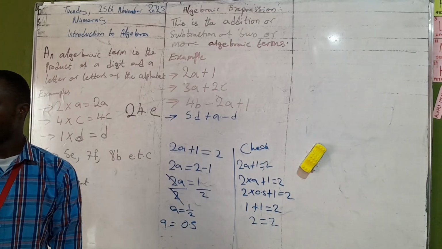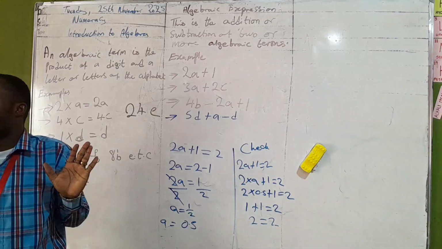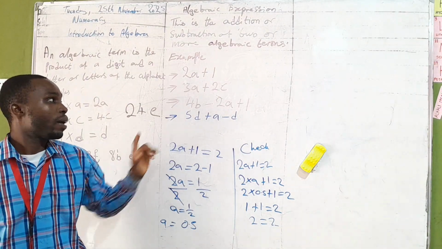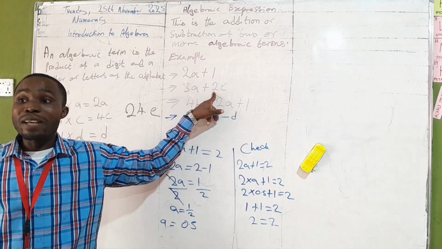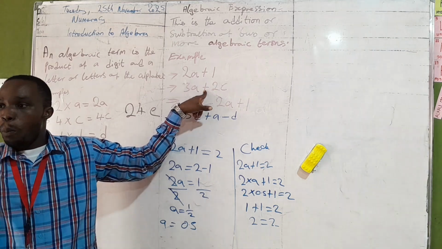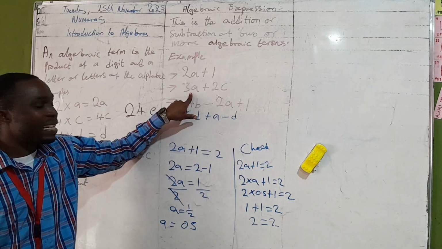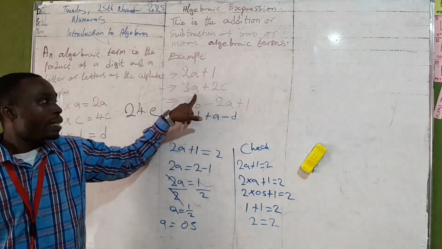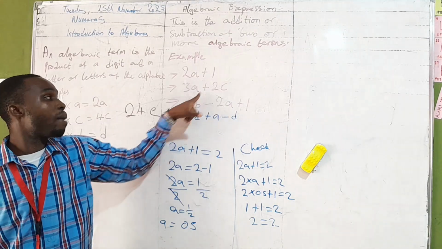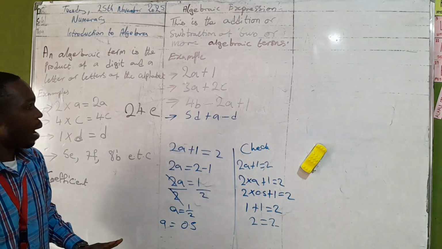Yes? How about 3a plus 2c, is it the final answer? This is an algebraic expression. It is a mathematical statement. As it is, once we go into simplification, we will know whether this is the final product or not. But to satisfy you now, this will be the final answer because this is a different algebraic term from this. They don't have the same variable, so we cannot add them. So it will remain 3a plus what? 2c. It will remain like that.